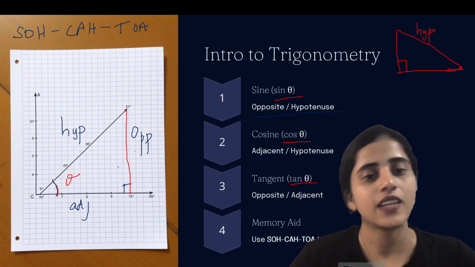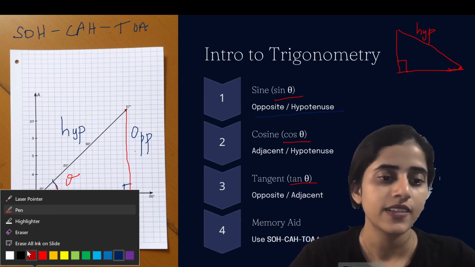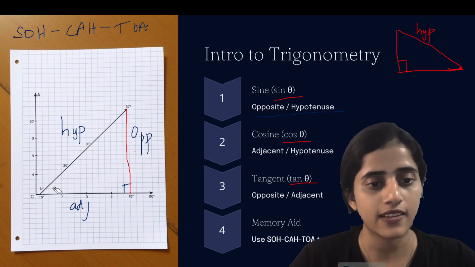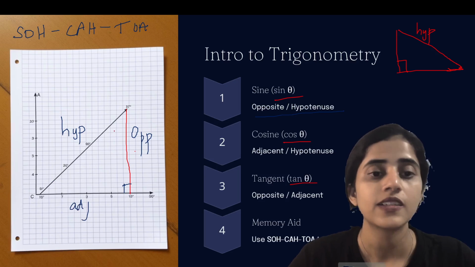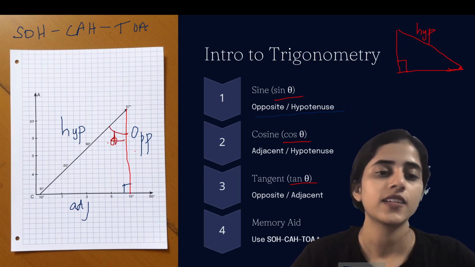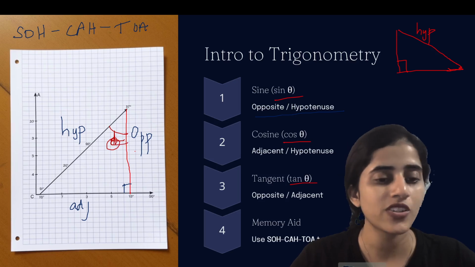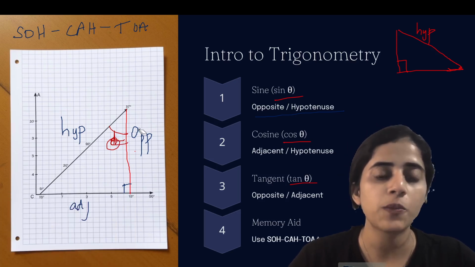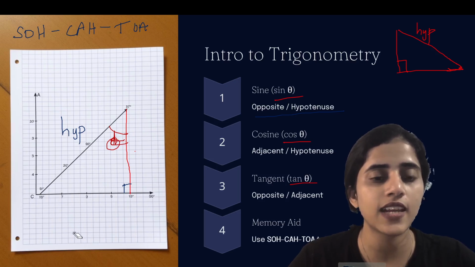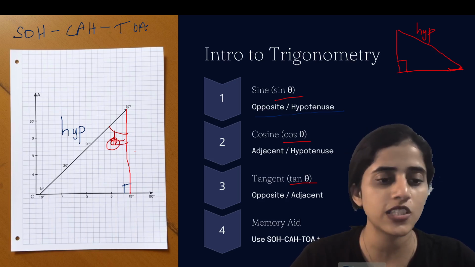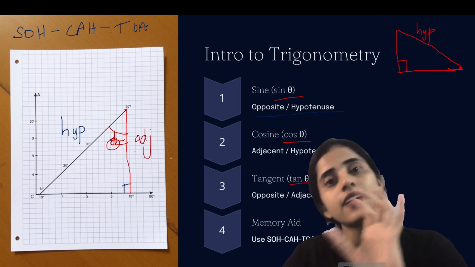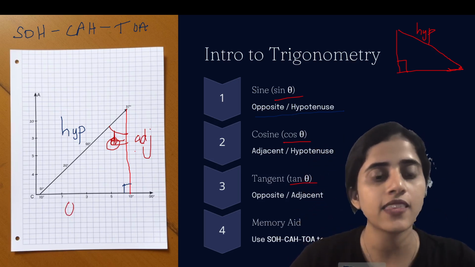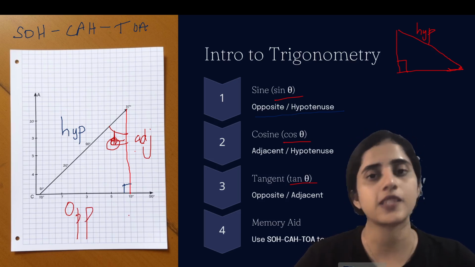Now, let's say I don't want to find out this angle, but I need to find out this angle. Now everything will change. Which is my opposite side? Which is my adjacent side? Hypotenuse won't change. But this is going to be my adjacent side. The side next to the angle is always the adjacent side. And this is going to be my opposite side.